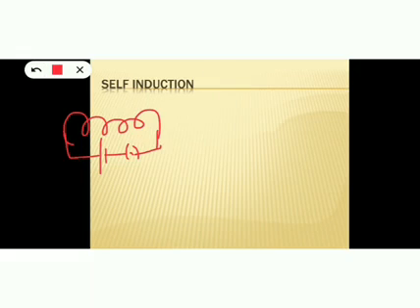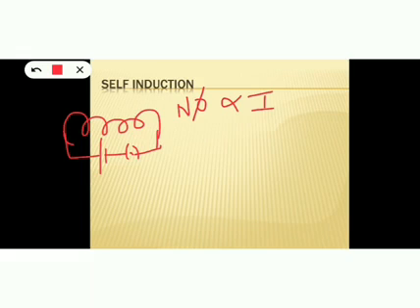So here what will be the total magnetic flux associated with the coil? Flux is denoted by phi. In order to calculate the total magnetic flux, you should consider the number of turns of the coil. Suppose the coil has n turns. So the total magnetic flux associated with the coil will be n phi, because phi is the magnetic flux associated with a single turn. So if there are n turns in a coil, then the total flux associated with the coil is n phi.